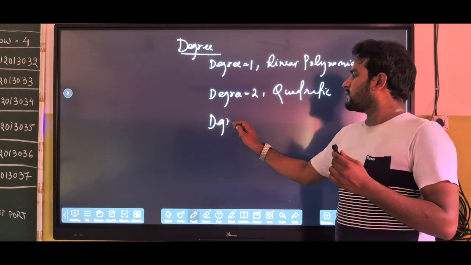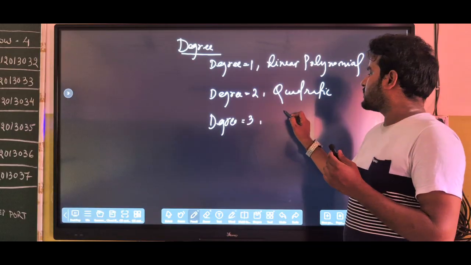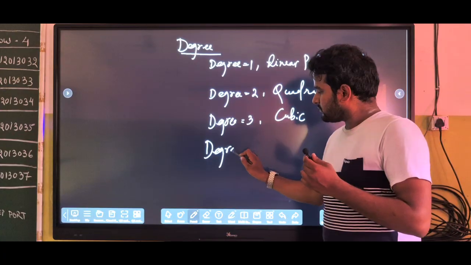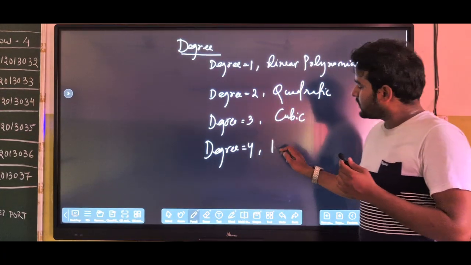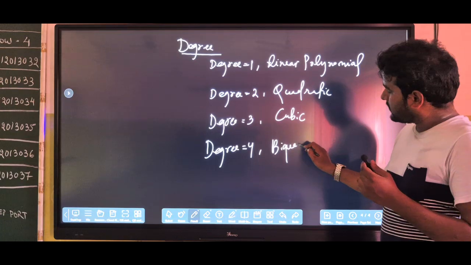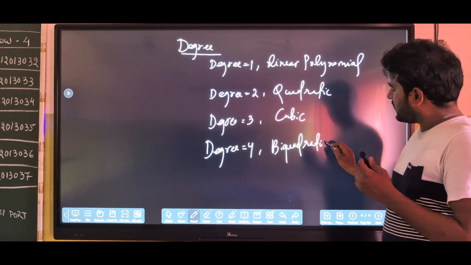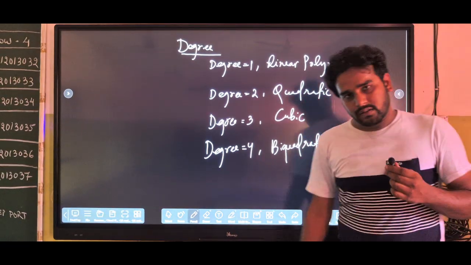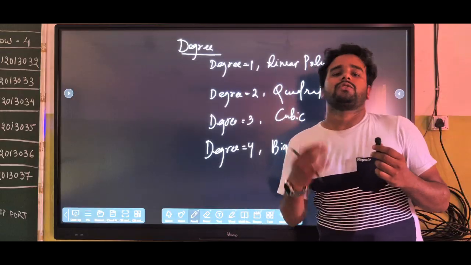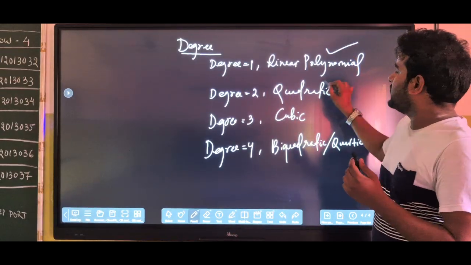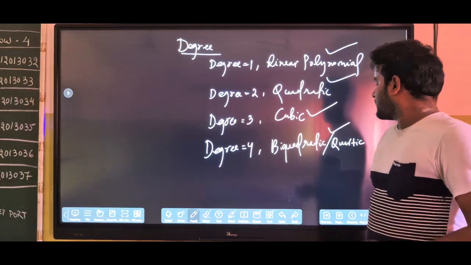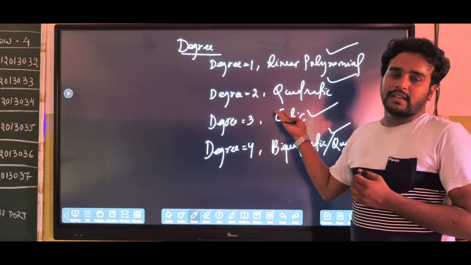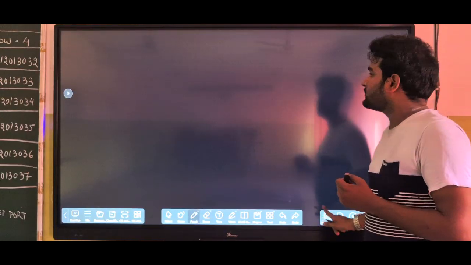Degree 3 changes to cubic polynomial. Degree 4 changes to biquadratic, or quartic. Okay, biquadratic or quartic. Like this, degree 5, degree 6, degree 8, they have also special names. So degree 1 linear, degree 2 quadratic, degree 3 cubic, degree 4 biquadratic or quartic. Sorry, polynomial. These are the names. So what are the different terms? Let us go to the general.